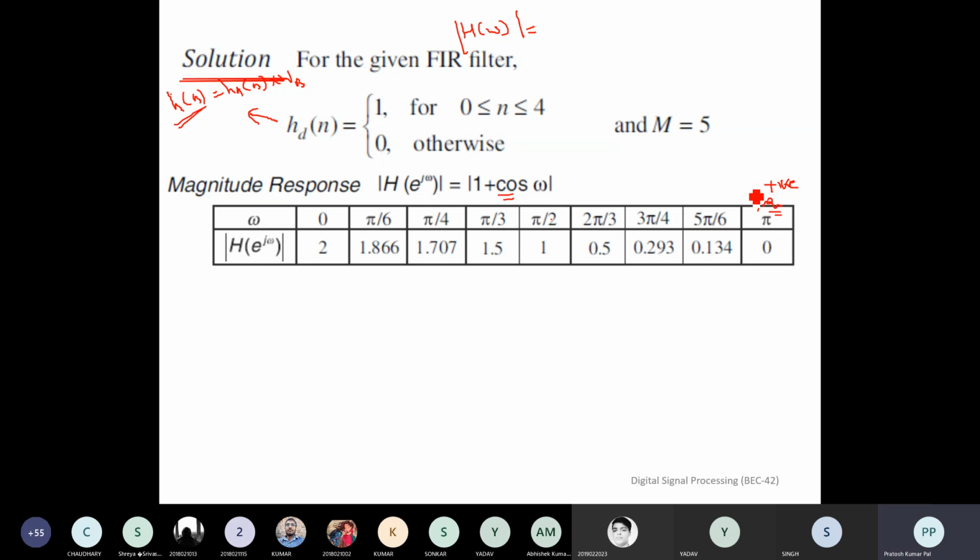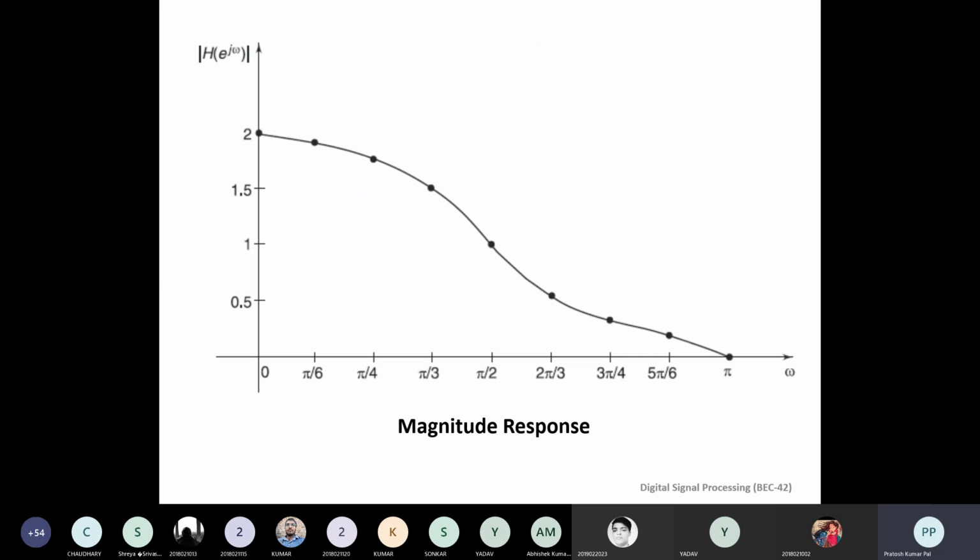Okay, so we are considering only positive frequencies because your hd of n is also given only in the positive direction. So for different omega values, we will be putting them in, and we can get the magnitude response. This is how the magnitude response is calculated, and we can plot this magnitude response in terms of omega.